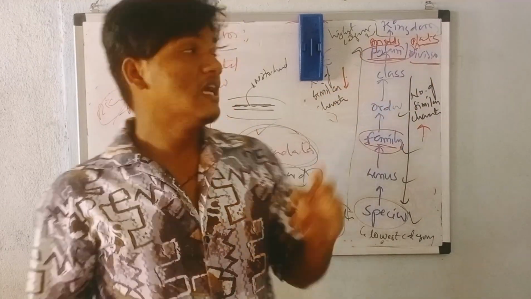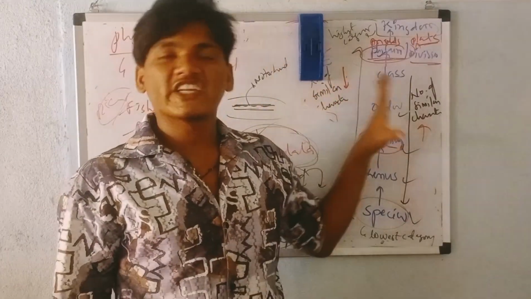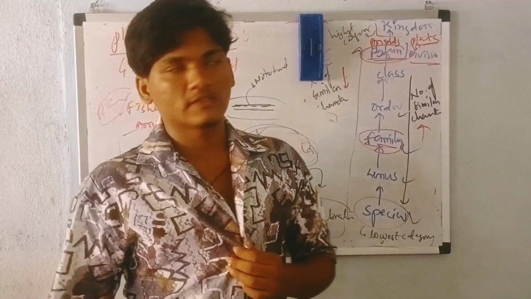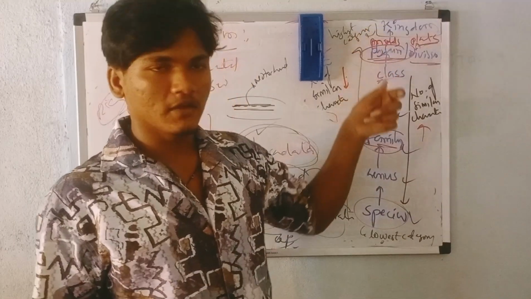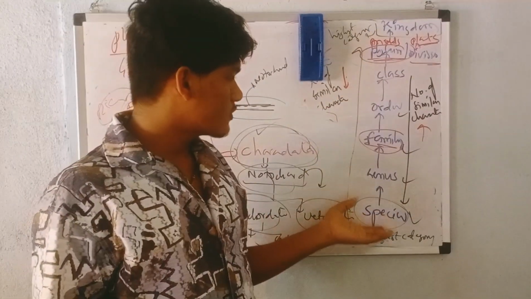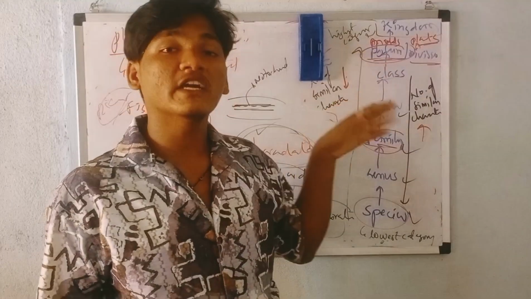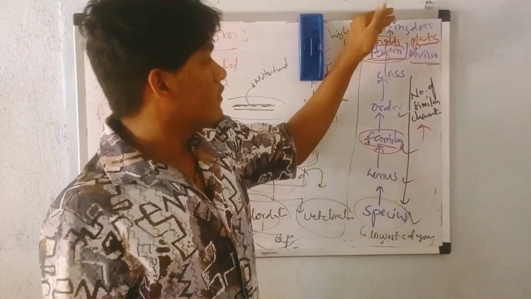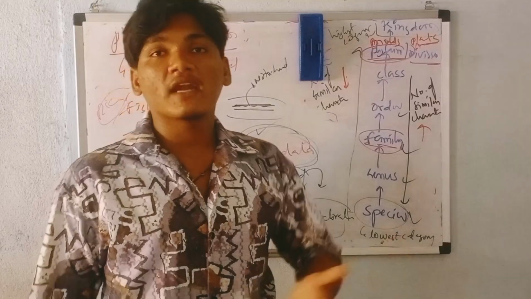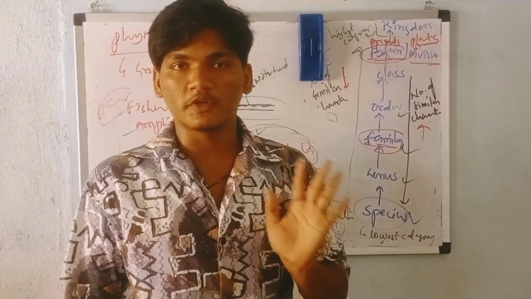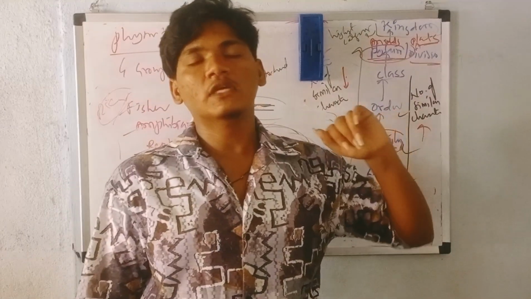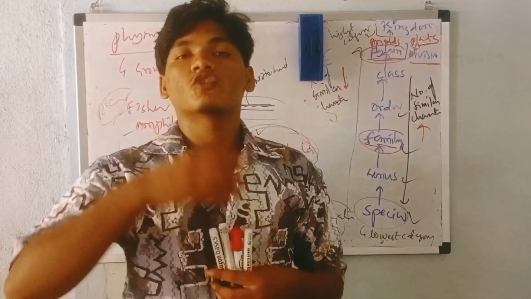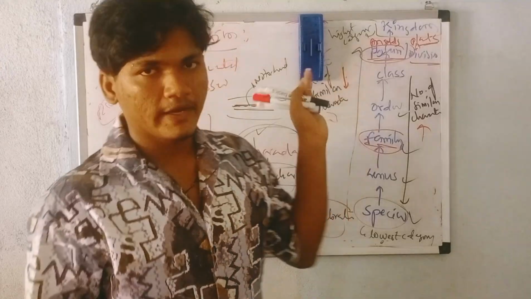This is the broad explanation of the taxonomic categories: species, genus, family, order, class, phylum, kingdom. Going from species to kingdom, the number of similar characters decreases. Going from kingdom to species, the number of similar characters increases. Very important to note. So this is about the taxonomic categories. Now we can see the examples which I mention in NCERT. Now we can write them.